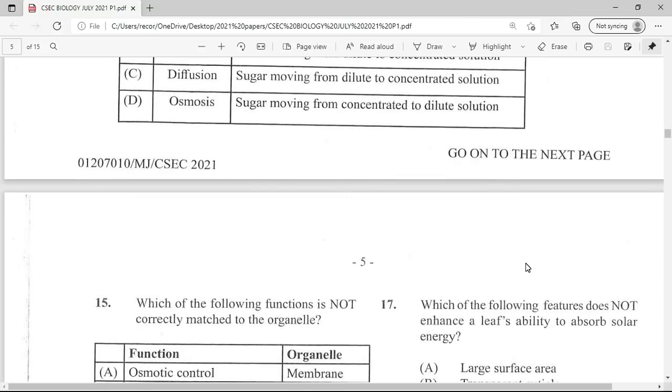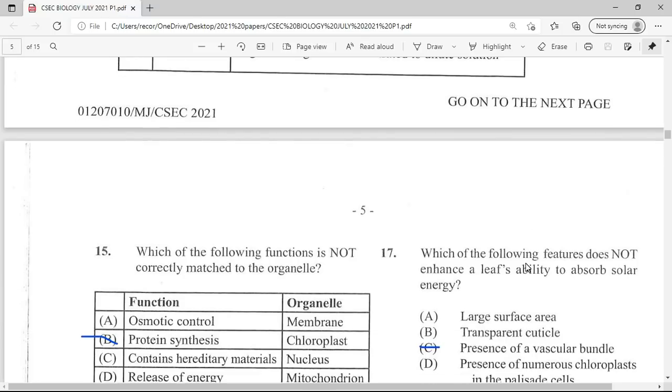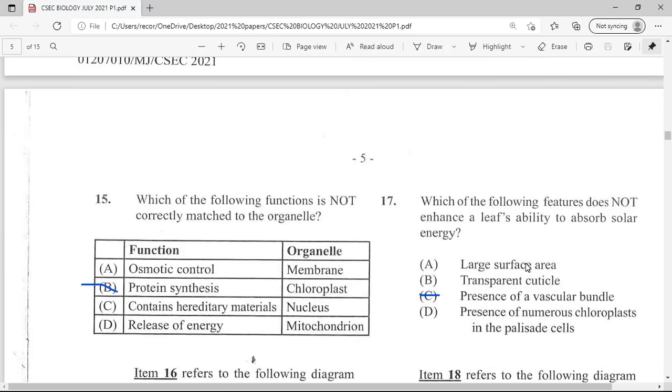Which of the following functions is not correctly matched to the organelle? Now you're supposed to know the function of the organelle, which is nicely outlined by the syllabus. So osmotic control in the cell is going to be the cell membrane. All right, we're looking at NOT. You need to pay attention to NOT here. So this is correctly matched. If we look at contain hereditary material, that is going to be the nucleus.